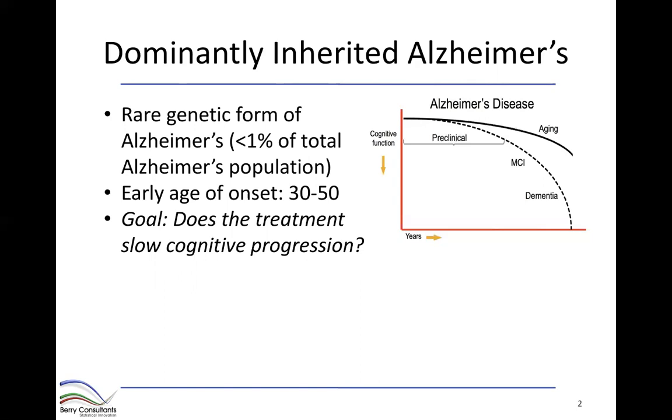And the goal in this project was to develop a clinical trial to answer the question: do we have a treatment that can modify disease progression or slow cognitive progression? The issue in Alzheimer's in general is that although lots of resources have been put forth to find a treatment that can modify disease progression, we don't have any current treatments that are known to slow or modify the progression. And there have been many failed trials in this area.